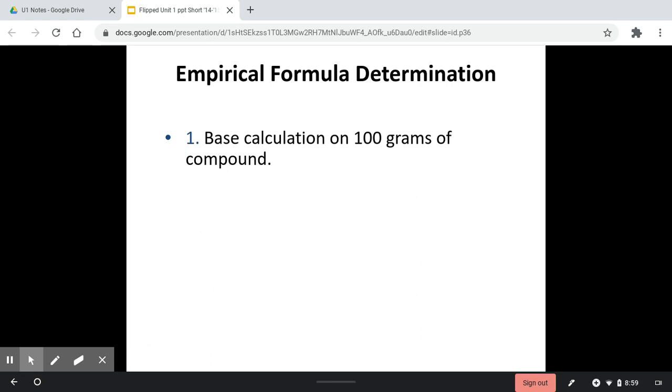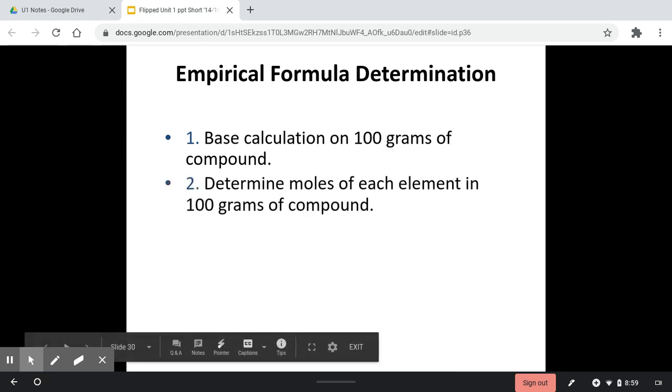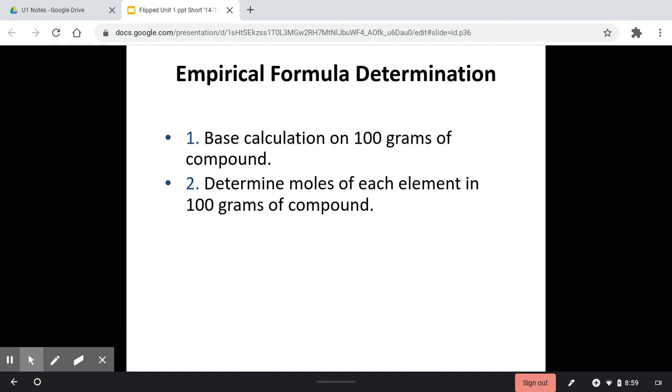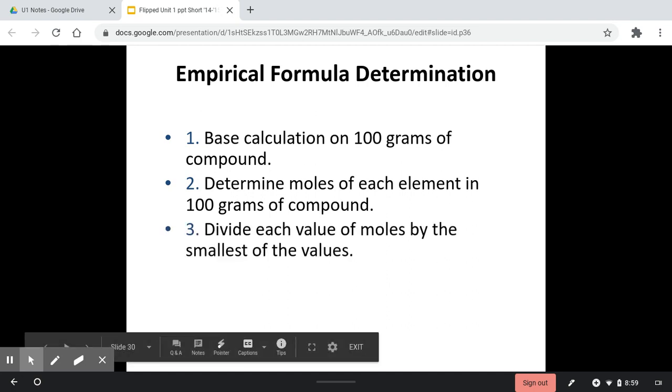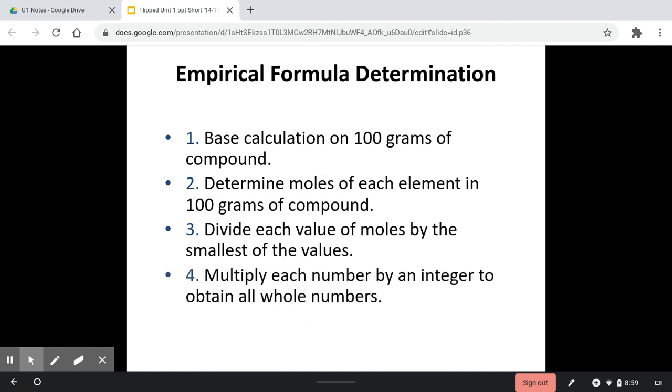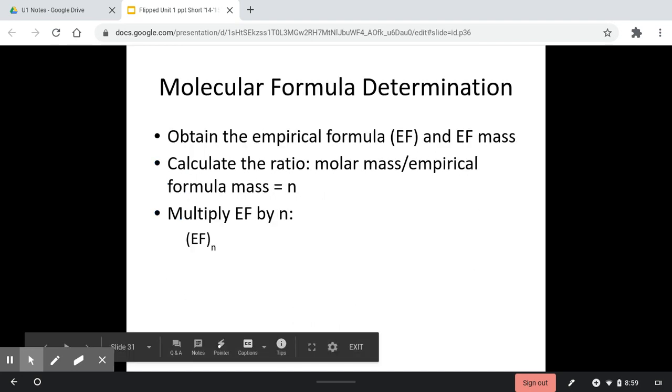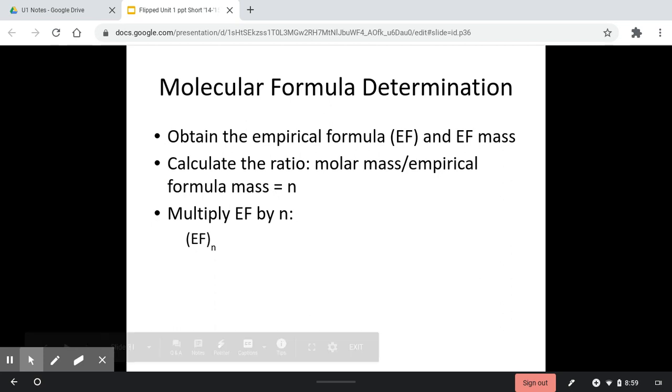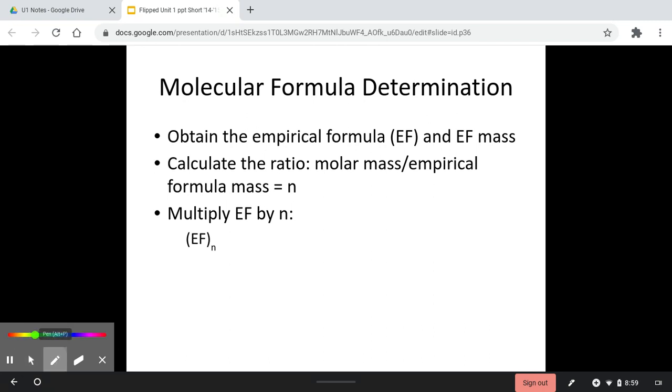This slide just steps you through the steps that we just talked about. Making that assumption of 100 grams is probably the easiest. And remember, the actual amount doesn't matter, because you're just interested in what the ratio is. Getting yourself from mass to moles is step 2. And then getting yourself out of decimals into whole numbers is steps 3 and 4.